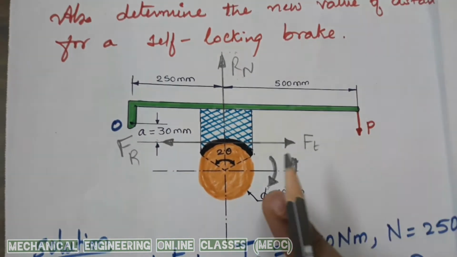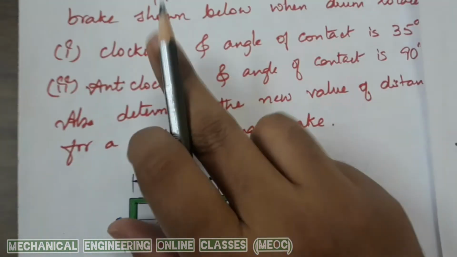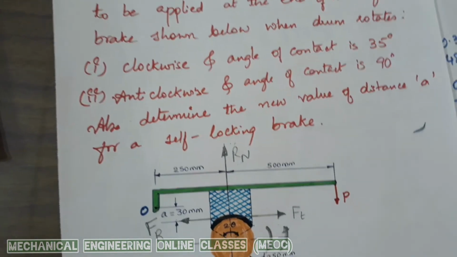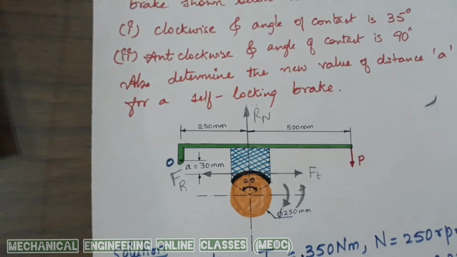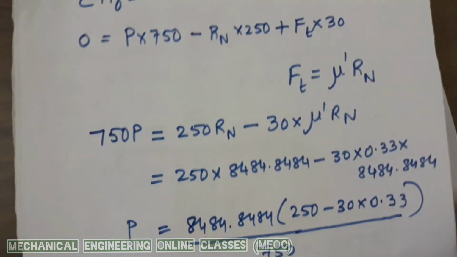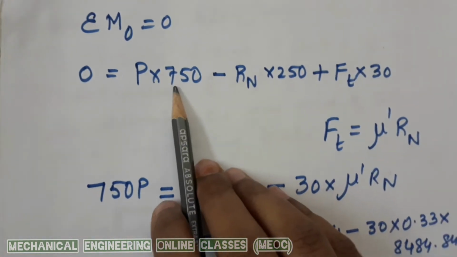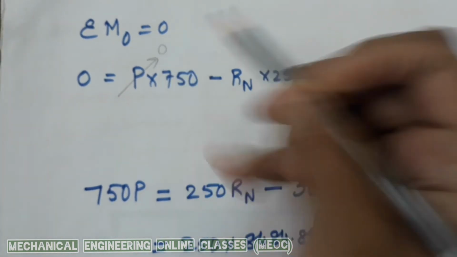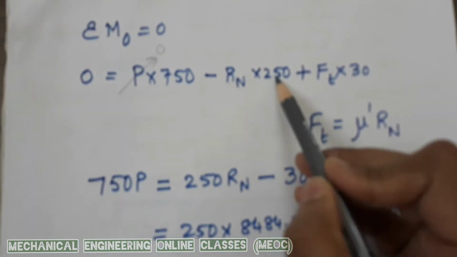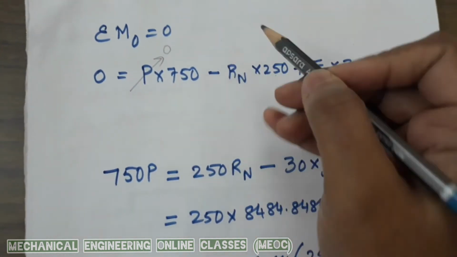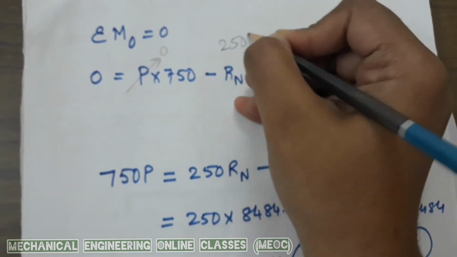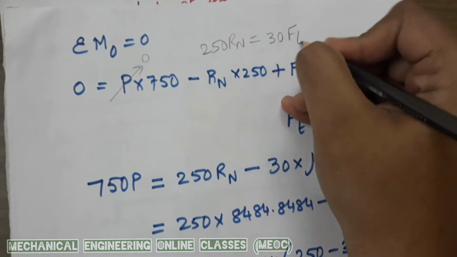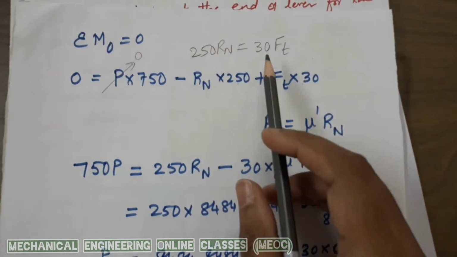So when the drum is rotating in anti-clockwise direction, that time our Ft will be leftward, Rn will be there. So this case comes under our case 2, where the drum is rotating anti-clockwise, and for that we have the moment equation like this. So this will be our equation then. So here if P is made to 0, we have 250 into Rn is equal to 30 into Ft. So now this makes sense.